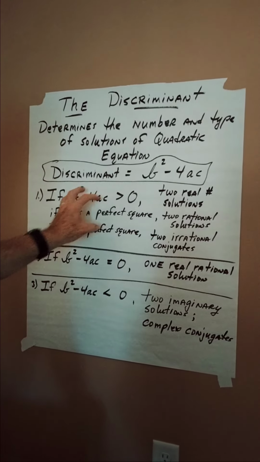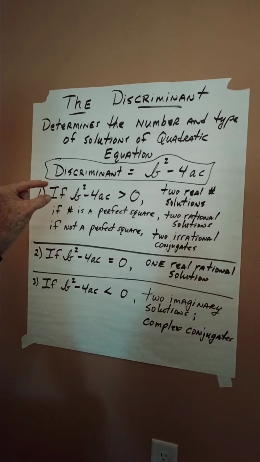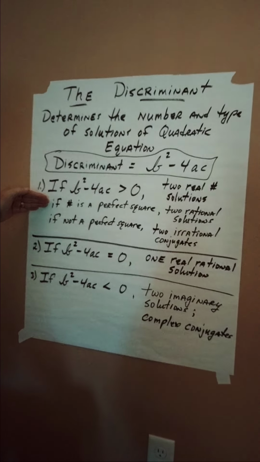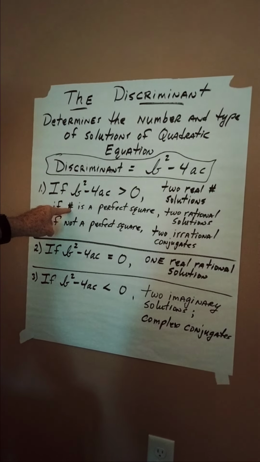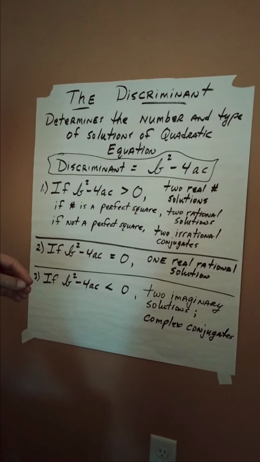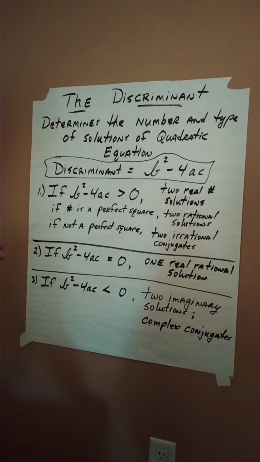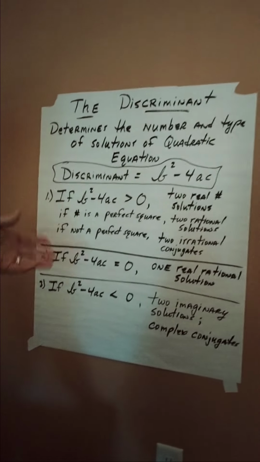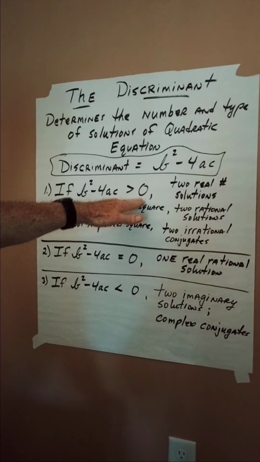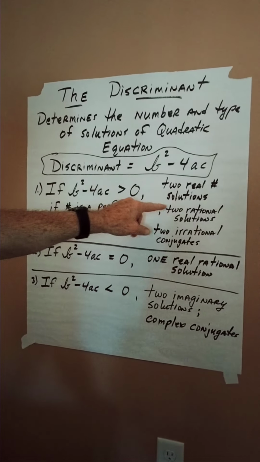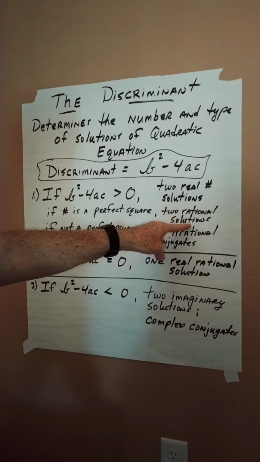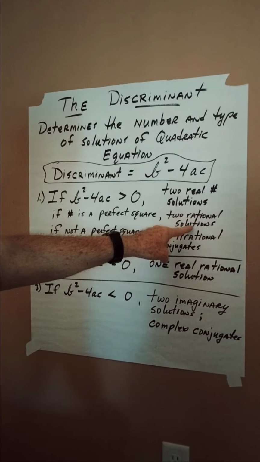Now, within this category, we want to define two specialized cases when the value of the discriminant is greater than 0. Case number one. If the value of the discriminant is a perfect square greater than 0, like 1, 4, 9, 16, 25, 36, etc. If the value of the discriminant, being greater than 0, is a perfect square, that will indicate there will be two real rational solutions, or just simply two rational solutions.